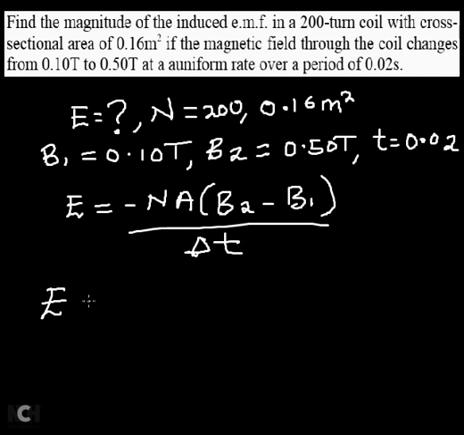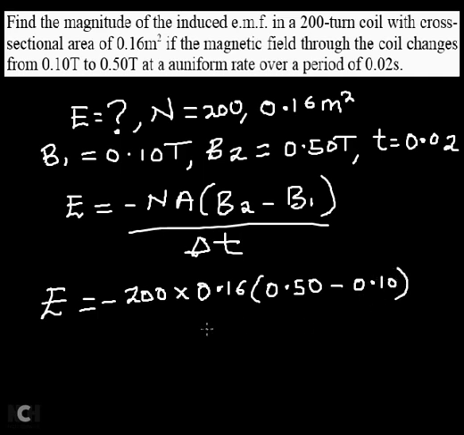So here we're going to have minus 200 multiplied by 0.16 meter square, then B2, which of course is 0.50, minus B1, which is 0.10, divided by the time for that change. That change occurred within 0.02 seconds.